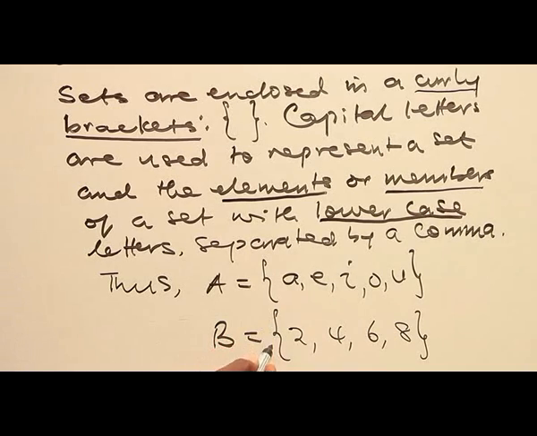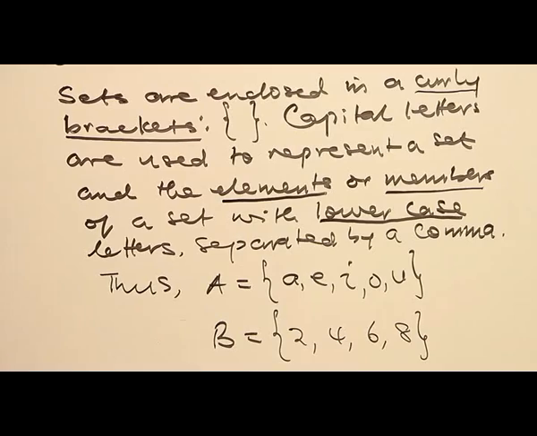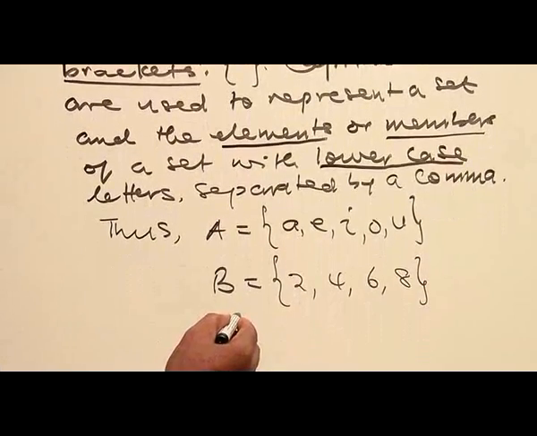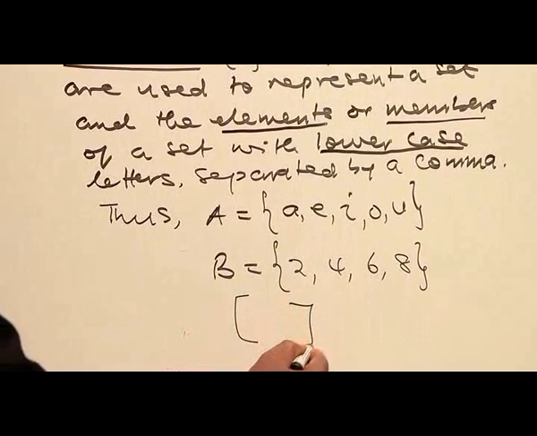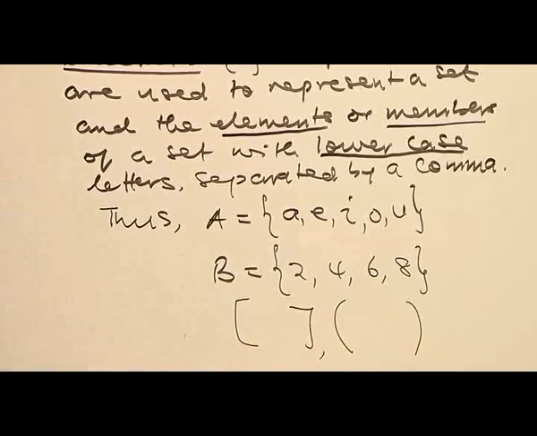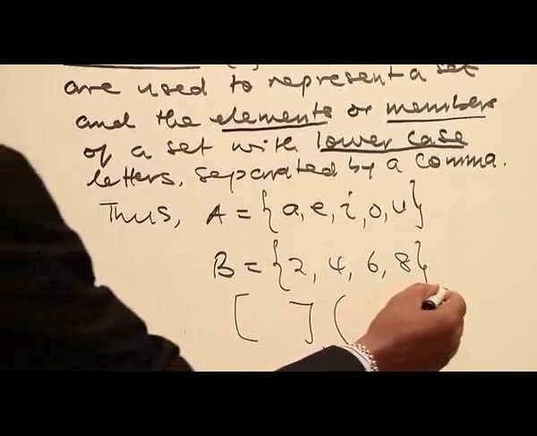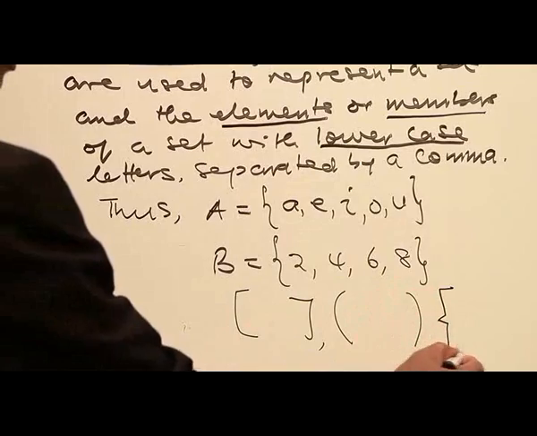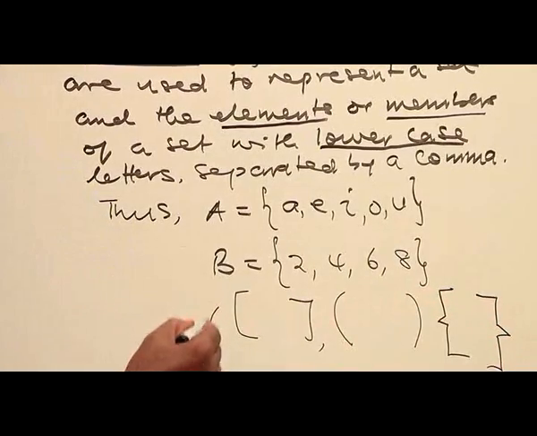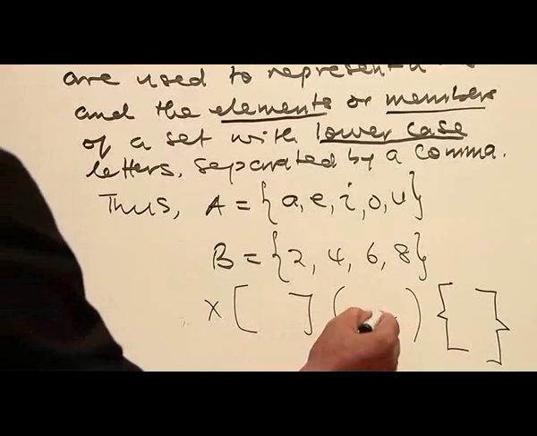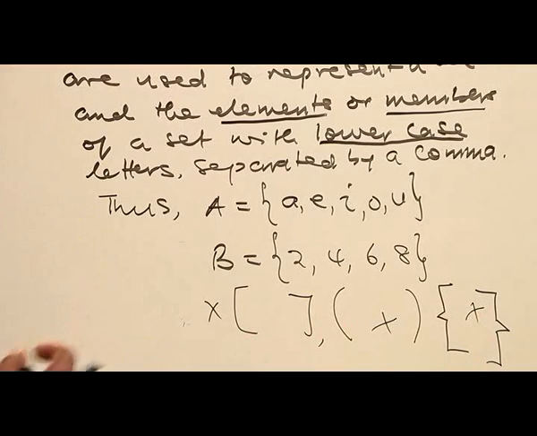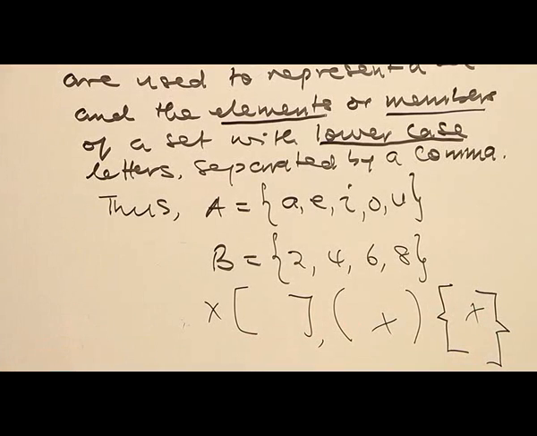No other bracket is allowed. For example, a square bracket is not allowed. The ordinary bracket is not allowed. Or whatever design you want to have is also not allowed. These brackets are not allowed in the language of sets. Only the curly bracket is allowed.